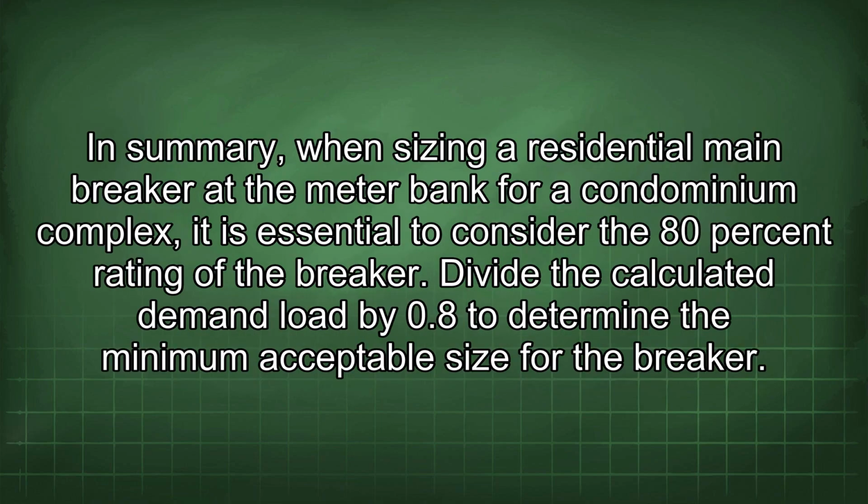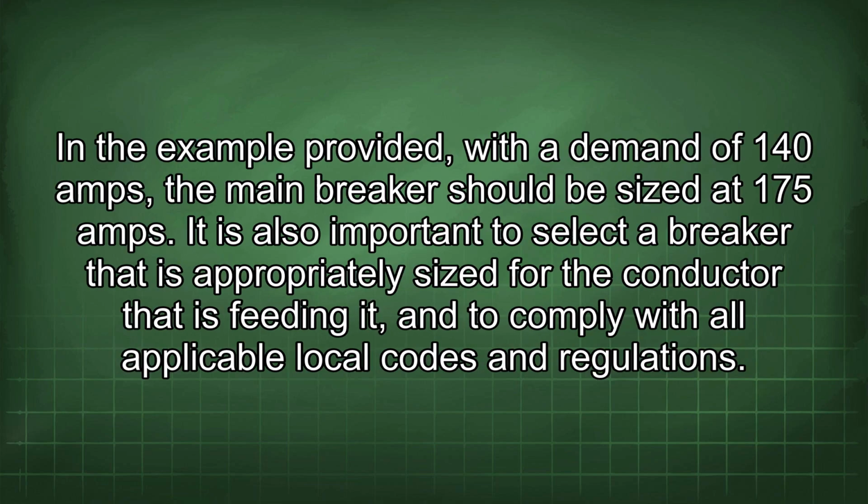In summary, when sizing a residential main breaker at the meter bank for a condominium complex, it is essential to consider the 80% rating of the breaker. Divide the calculated demand load by 0.8 to determine the minimum acceptable size for the breaker. In the example provided, with a demand of 140 amps, the main breaker should be sized at 175 amps. It is also important to select a breaker that is appropriately sized for the conductor that is feeding it, and to comply with all applicable local codes and regulations.